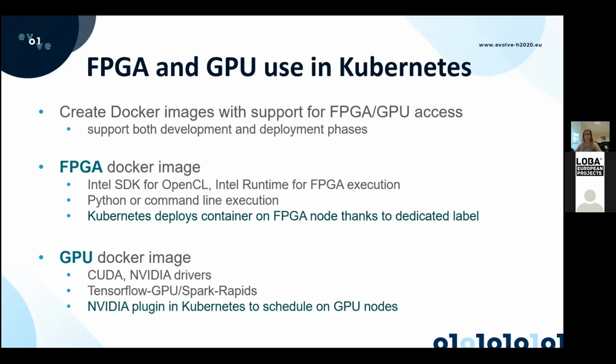When the Evolve user asks for the execution of an FPGA application, Kubernetes is notified accordingly so that this application is scheduled to run on the node that is connected with the FPGA. Similarly, the GPU Docker image is equipped with the necessary CUDA and NVIDIA drivers, and depending on the application, it is furthermore equipped with TensorFlow with GPU or Spark with Rapids. An NVIDIA plugin in Kubernetes is installed so that the respective applications that target GPUs can be scheduled on the GPU nodes.